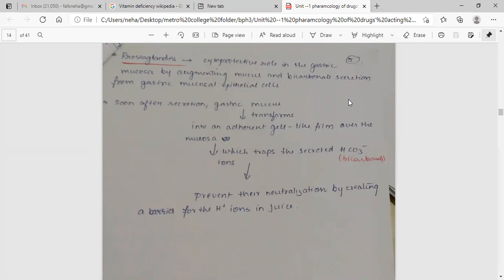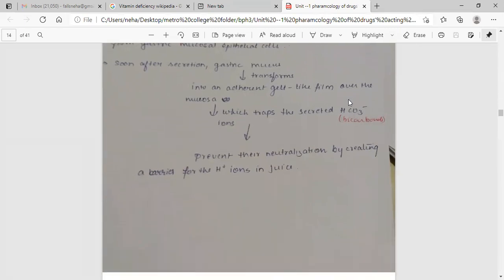Prostaglandin has a cytoprotective role in the gastric mucosa by augmenting mucus and bicarbonate secretion from gastric mucosal epithelial cells. Soon after secretion, gastric mucus transforms into an adherent gel-like film over the mucosa which traps the secreted bicarbonate ion, preventing its neutralization by creating a barrier for the hydrogen ion in the juice.